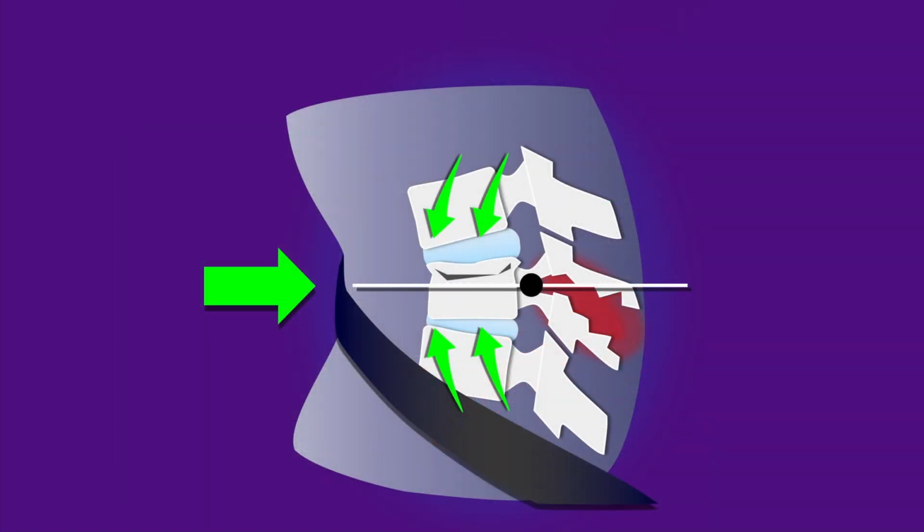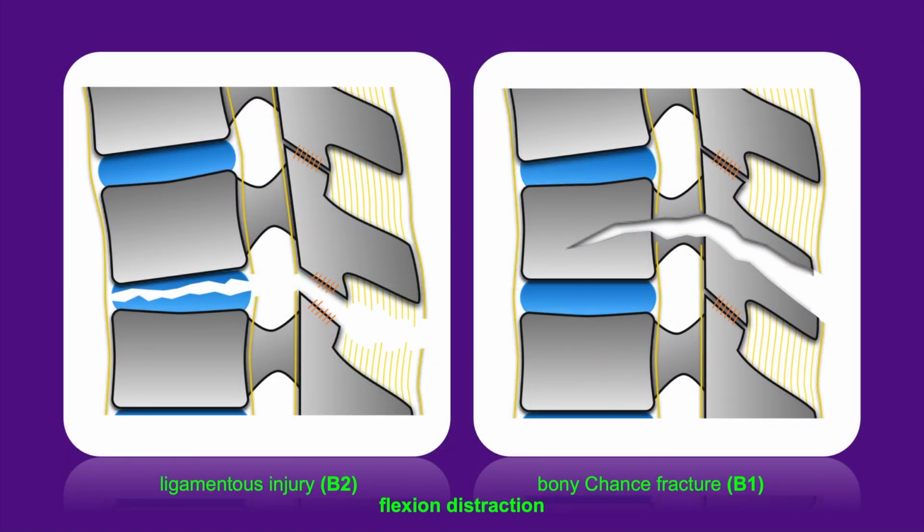This is an illustration of why we call it a seatbelt injury. You can see the seatbelt here tethering the patient at their waist, and you have forward flexion of the torso with compression ventrally and distraction energies posteriorly. This can result in disruption of the soft tissues, i.e. the disc and posterior ligamentous structures, or it can result in fracture through the vertebral body and into the posterior elements.